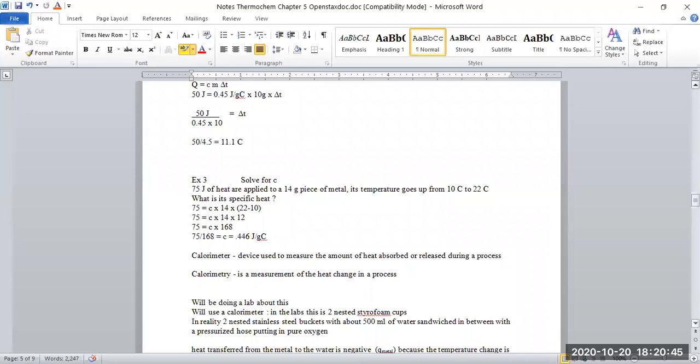This is another one where I'm going to put all my pieces in. 75 for Q, C is my unknown, 14, and then 22 minus 10. Do all my rearrange here. I end up with 75 divided by 168. My C value is 0.446 joules per gram Celsius.